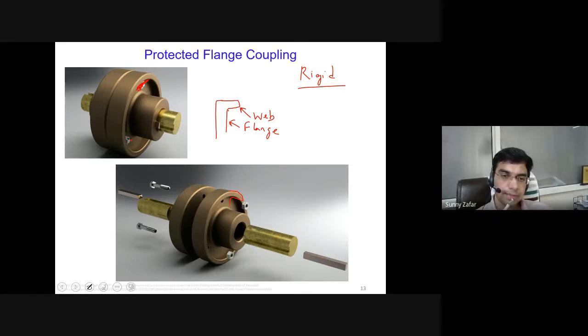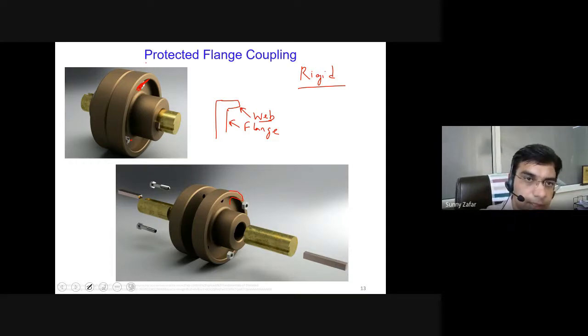Generally, what happens at high rotating speed, the exposed nut and bolts may pose a risk for the operator or the people who are working around. Some clothes may get entangled in this type of rotating objects. So in order to minimize that chance, we cover the bolts, or we try to protect these bolts by creating a web on the flange. That is why the name of this type of coupling is protected flange coupling.